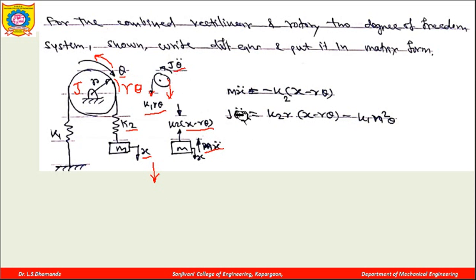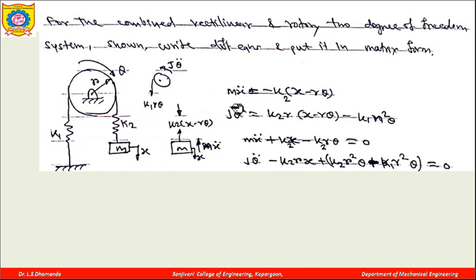So let us write for this. Now this is in the anti-clockwise direction, so J into theta double dot is equal to K2 into x minus r theta, this force multiplied by this radius r, that is nothing but the torque, and K1 into r theta multiplied by r again, so it will be K1 into r square theta. This way you will write the expressions for this. Now we will try to simplify these two equations.